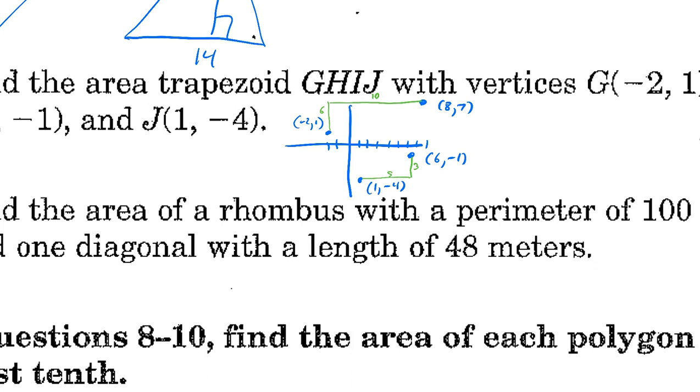So I went over 5, up 3, over 5, up 3 for a total of over 10, up 6. So those lines are parallel. They do have the same slope of positive 3/5. So we know it's a trapezoid. So those are our two bases.